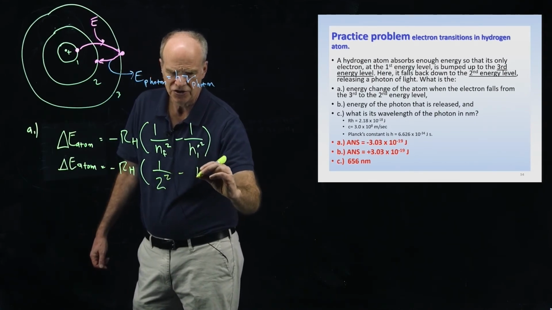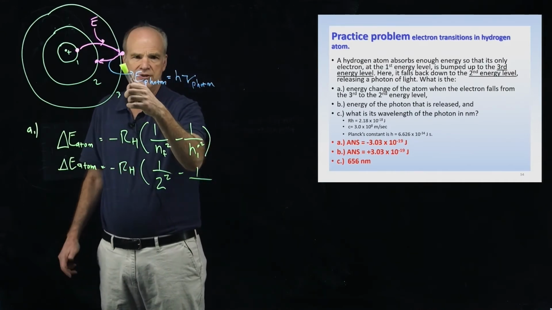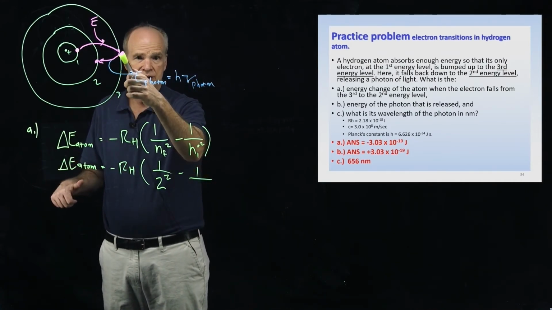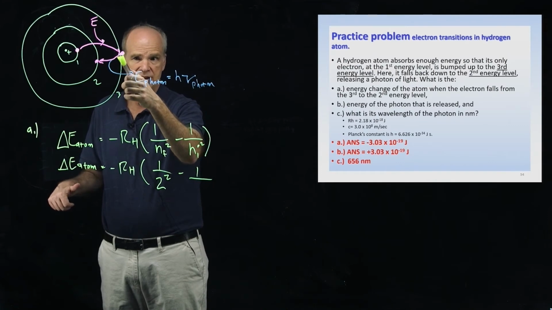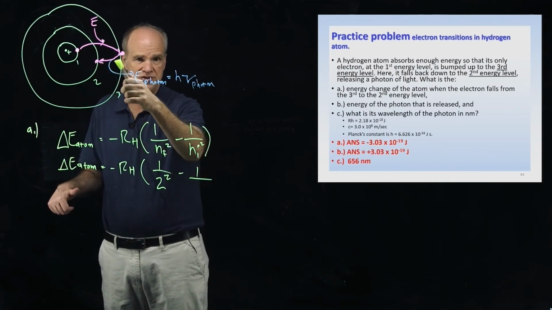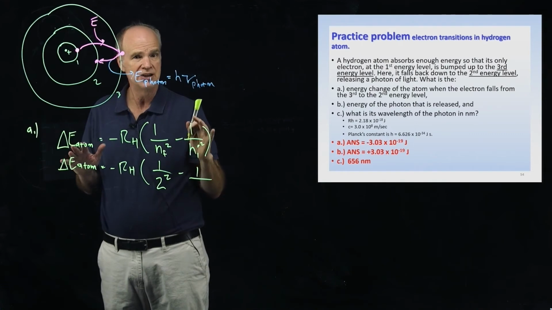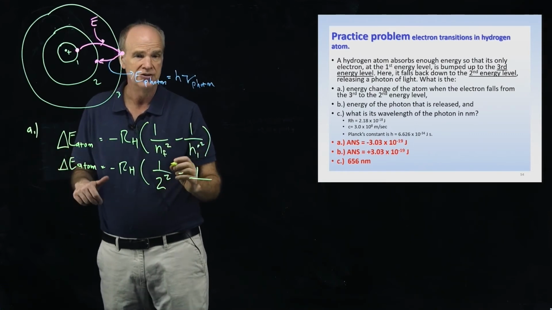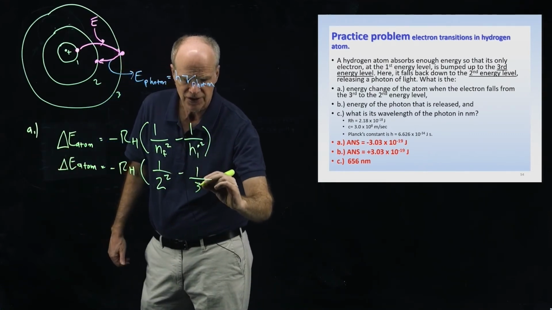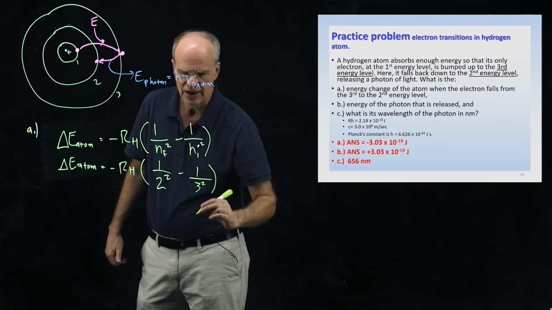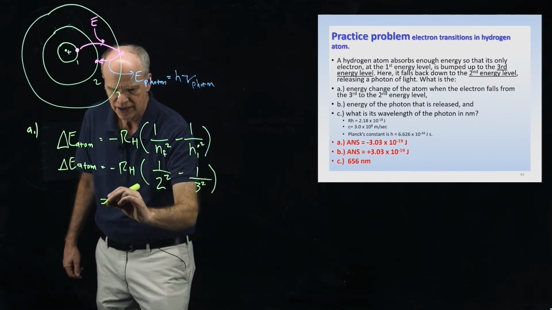Now, what is the initial energy level? Again, just consider here we're looking at a transition when the electron is moving from the third energy level to the second energy level. So the initial energy level in this problem, because you're looking at the transition from third to second, is going to be the third energy level. So that's going to be 3 squared. Anyway, if you solve this carefully, let's see what we get.